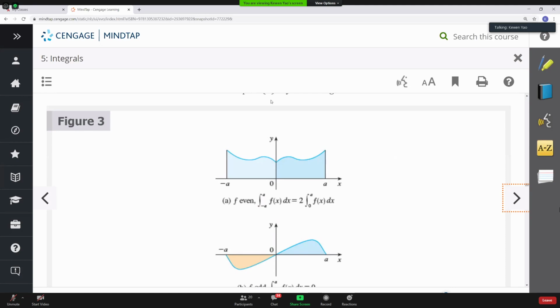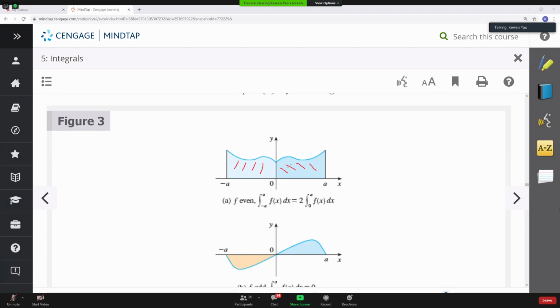So now you want to find what? For an even function, you want to find the integral from negative a to a. For an even function, this side and this side are the same, so you have two of them, this plus this. The final effect is 2 times the integral from 0 to a.